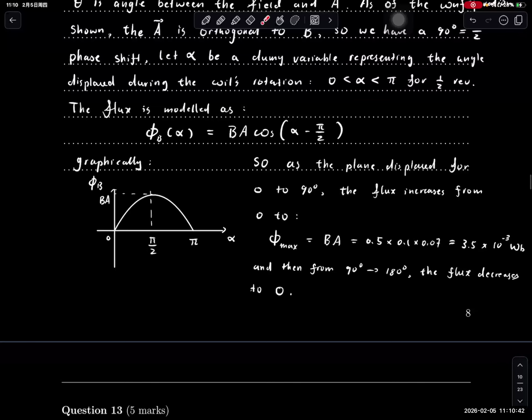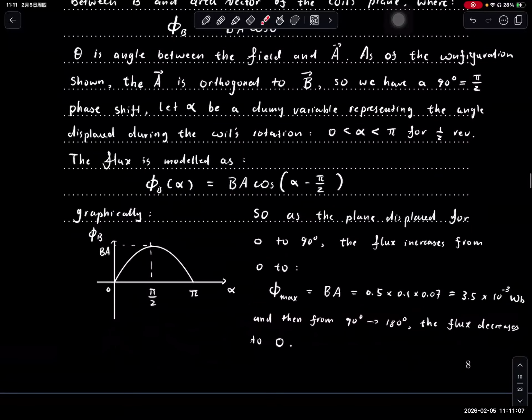So you see the graph that indicates the motion. The flux goes from 0, increases to a maximum. You can even calculate this maximum, which would be the amplitude here, simply B times A, which you can calculate. And then it goes from the maximum back to 0, from 90 degrees to pi. It's a very simple explanation, and then you graph everything out.